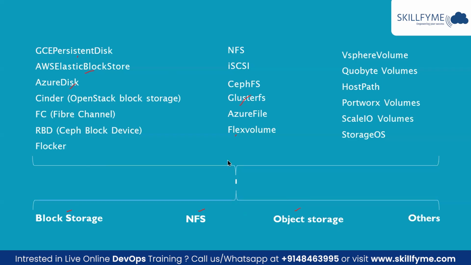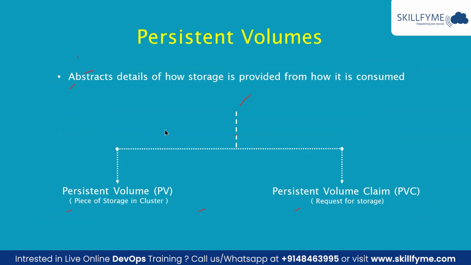So it is the responsibility of the storage administrator to procure the volume from the storage server and provide it for development or deployment purposes. So here, this persistent volume is a piece of storage. A small piece of storage is what we call a persistent volume in the cluster. And in order to use that volume, developers will be creating a request. That is what we call a persistent volume claim. So a persistent volume claim is a request for that storage.